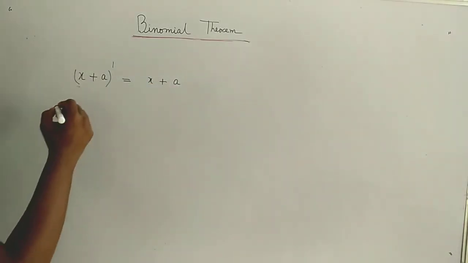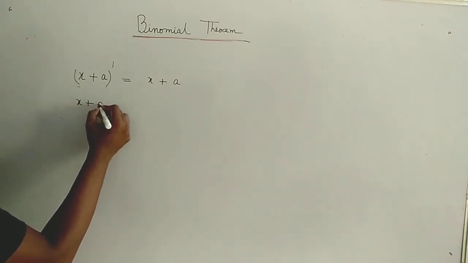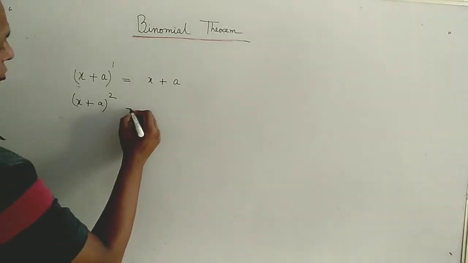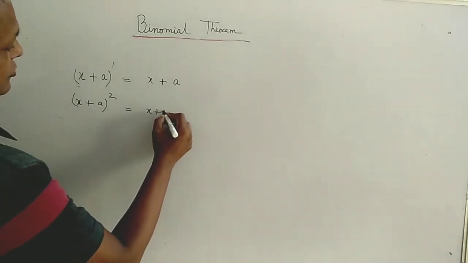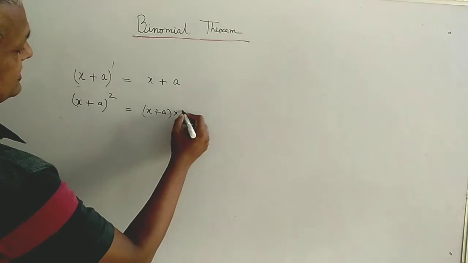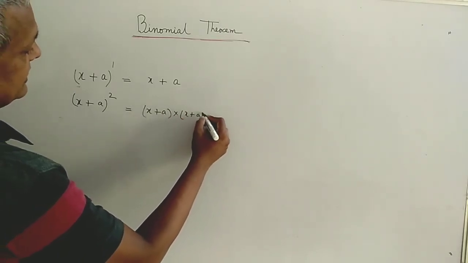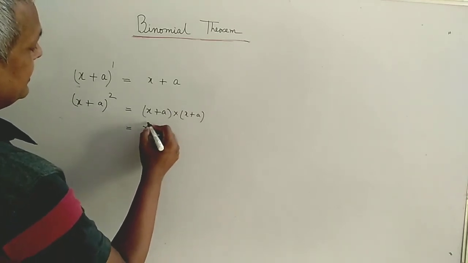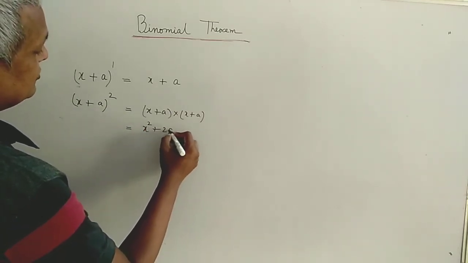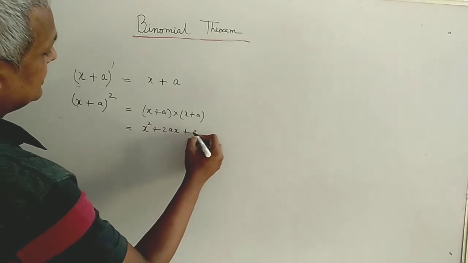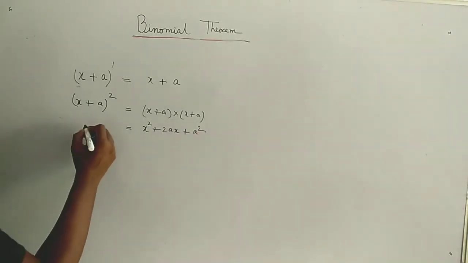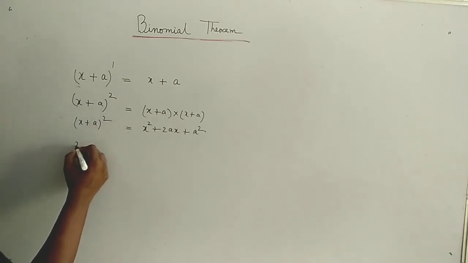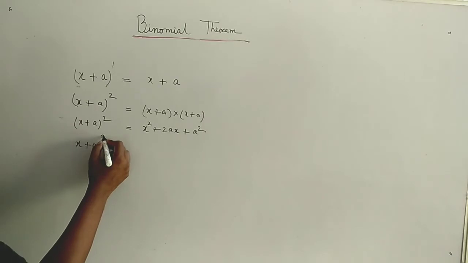a. If I raise it to the power 2, x plus a whole square, it means I'm multiplying this binomial 2 times, x plus a into x plus a, and this gives you x square plus 2ax plus a square. This is called the expansion of this binomial term x plus a whole square. Now what about x plus a whole cube?